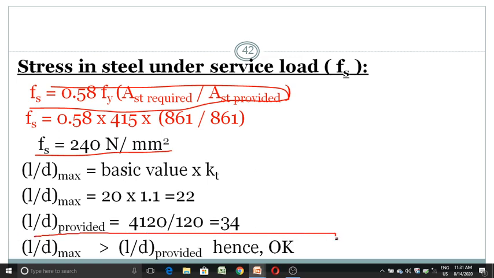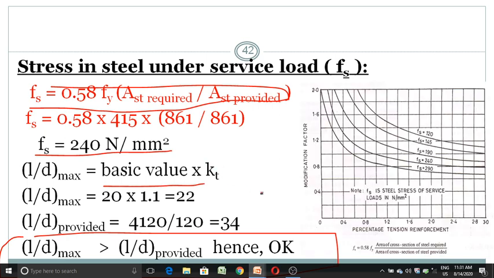For the slab to be safe against deflection, it must satisfy this condition. What is that condition? L by D maximum must be greater than L by D provided. L by D maximum can be calculated as the basic value multiplied by KT, the modification factor. This value can be obtained from the percentage of steel and Fs value known. Say our percentage is 0.7, and Fs is 240, if you project onto this graph, you are right here, it is somewhere like 1.1. Approximately the value obtained on the y-axis is 1.1. Now multiply the basic value with 1.1, that is the modification factor, and we get 22.2 as L by D maximum.